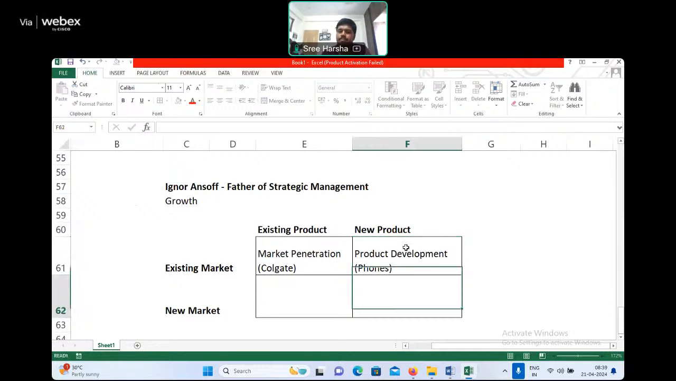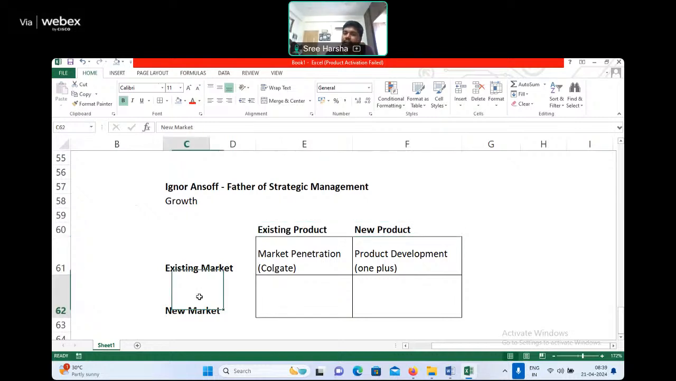For example, phones. I can say OnePlus. It is a new product, but into an existing market. Smartphones is a market which is already existing. However, you came up with a new product. During that point of time, you have to focus on product development. Add new features, add new utilities, add new price points, add new designs, add new colors, add new taste, and then you will launch it into the market. It is called product development. You should focus a lot on product development when you are launching a new product to the existing market.